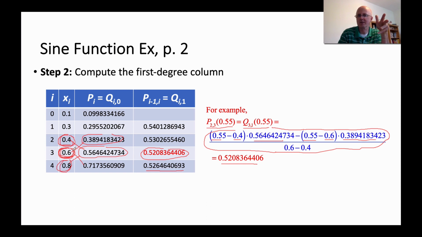In both of the cases, we're dividing by 0.2, but you know, if we had focused on this one instead, we'd be dividing by 0.4 minus 0.3. You'd be dividing by 0.1 instead. Okay, so you do need to pay attention to that kind of thing.